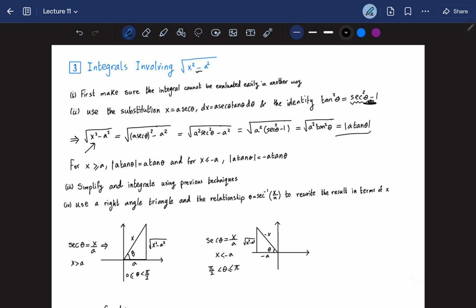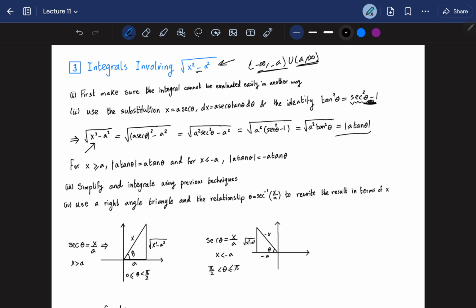So here, I can't say that this is just a tan of theta, because for different values of x, we're going to have something positive and something negative. So if x is bigger than a, we're going to get something positive. If x is less than negative a, we're going to get something negative, because if you take the domain here, you're going to have this domain. So we have two parts.